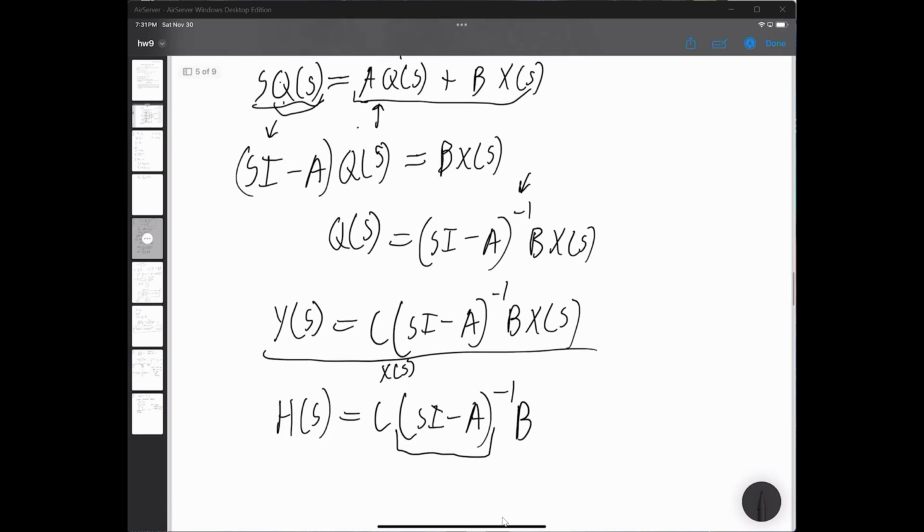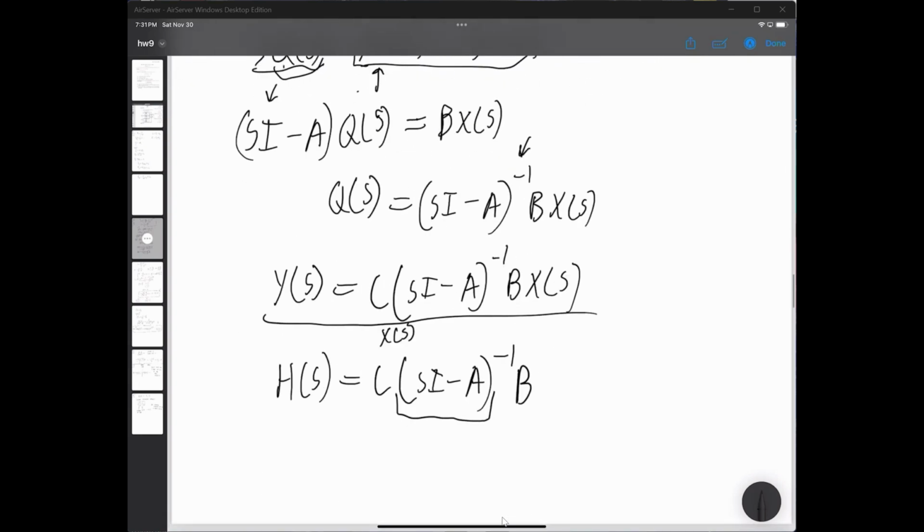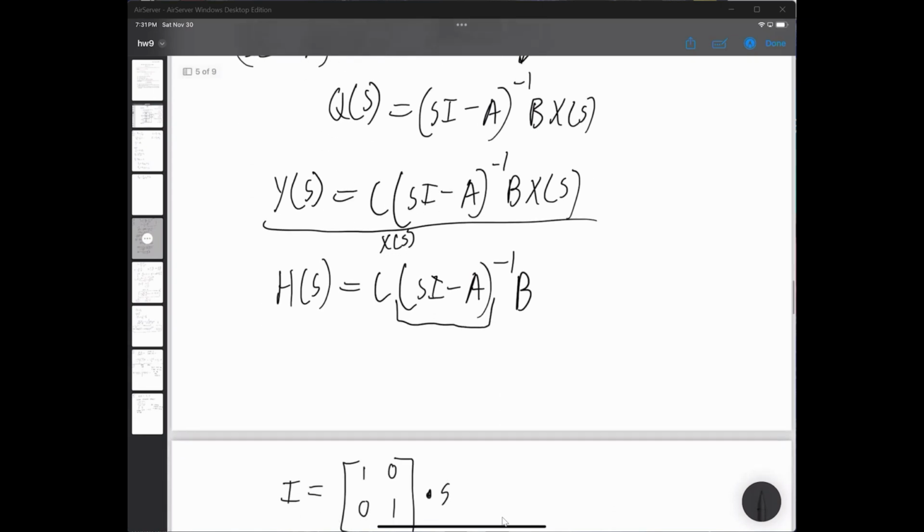Then we plug it in to where Q of S is for Y, right? So we get C times what was Q of S, which is SI minus A raised to the negative 1, times BX of S. We can divide this X of S over now and make a transfer function. Okay, now that we solve this, we then need to solve this inner part here, because we can't leave it like that.